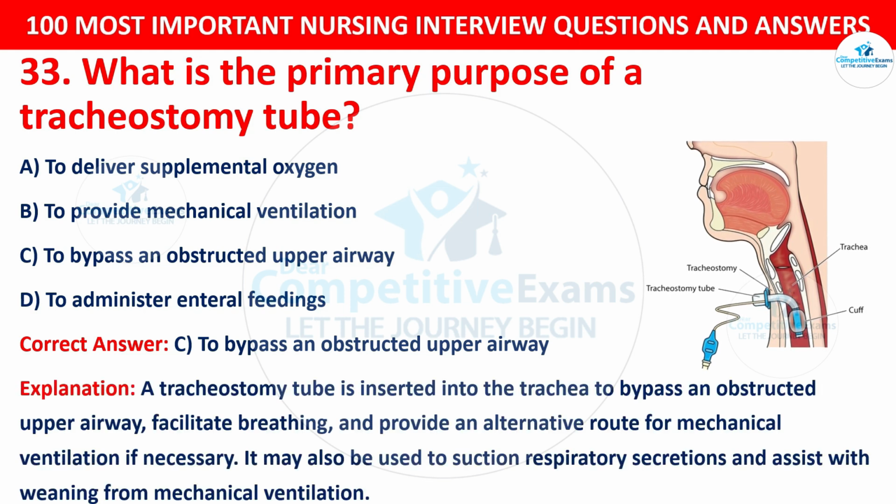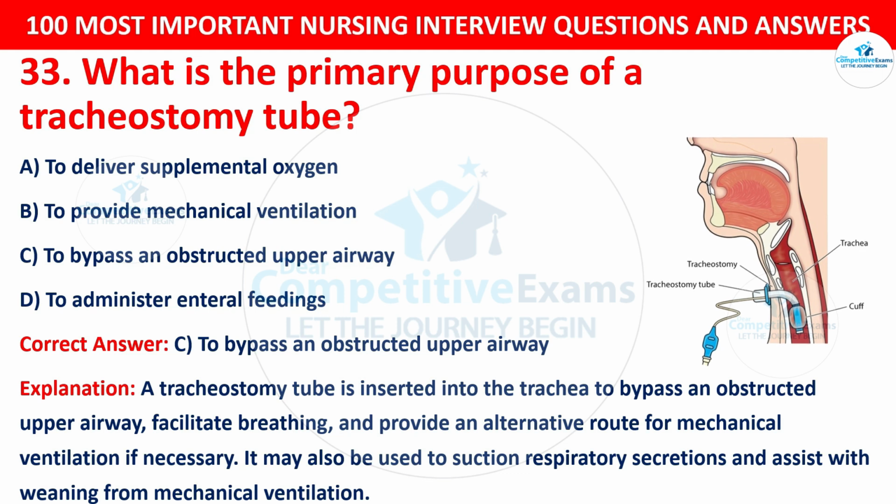The tracheostomy tube is inserted into the trachea to bypass an obstructed upper airway, to facilitate breathing, and to provide an alternative route for mechanical ventilation if necessary. It may also be used to suction respiratory secretions and assist with weaning and mechanical ventilation.